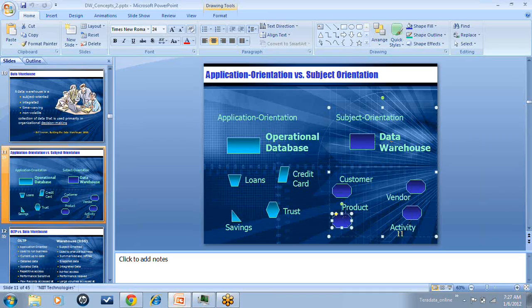Like that, for a data warehouse, all the data is segregated on the basis of subject, not based on the functionality of the applications. That is a major difference between decision support systems, that is the data warehouse, and the operational systems, which are used to run the business.